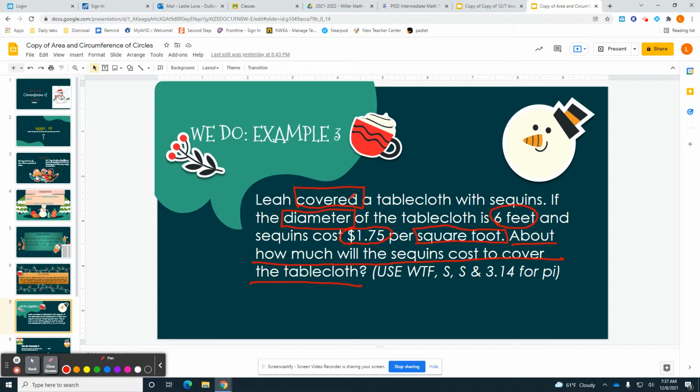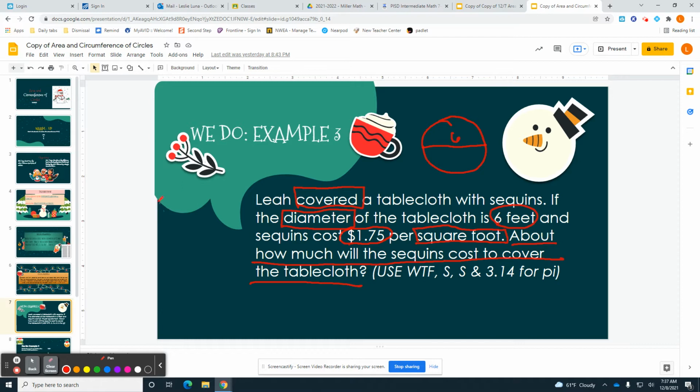So first of all, do you know what shape this is that we're talking about? Okay. If you said a circle, you are correct, and you know it's a circle because it says diameter, and so diameter only applies to circles. Okay, and it says our diameter is 6, and if they covered it, that means you are finding area.